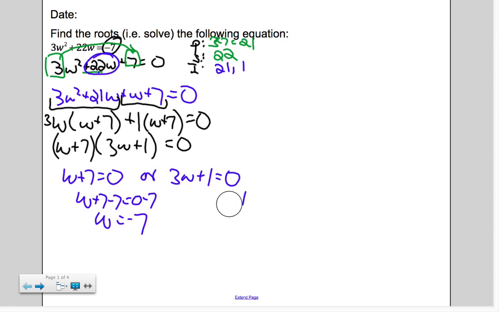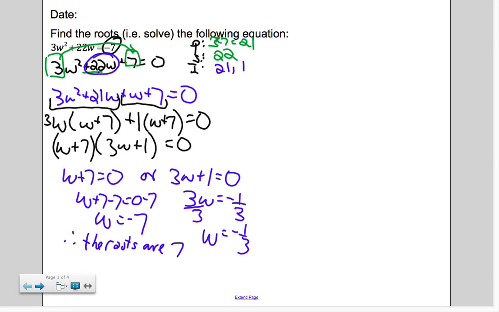Let me break this down a little more. 3w is equal to minus 1, divide both sides by 3. So w is equal to minus 1/3. Okay? So my two zeros, or the roots, are -7 and -1/3.